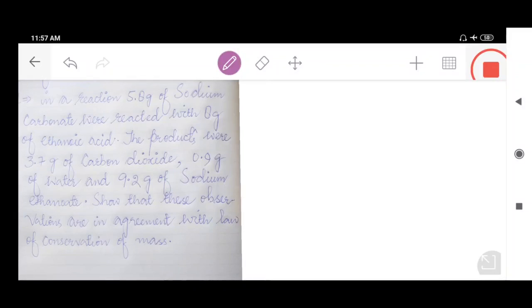Why I wrote the molecular formulas of these reactants and products: it will become easier for you people in solving this numerical problem. So before discussing this numerical, you people should remember that during a chemical change, the total mass of the reactants should equal the total mass of the products. Then the law of conservation of mass will get followed.